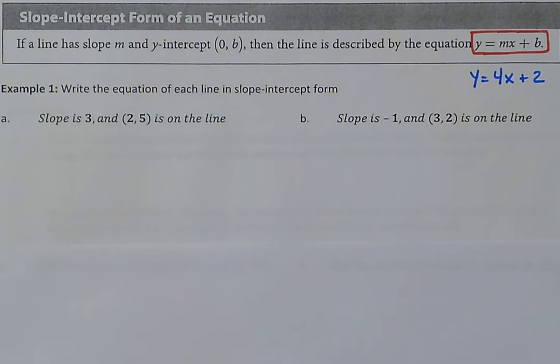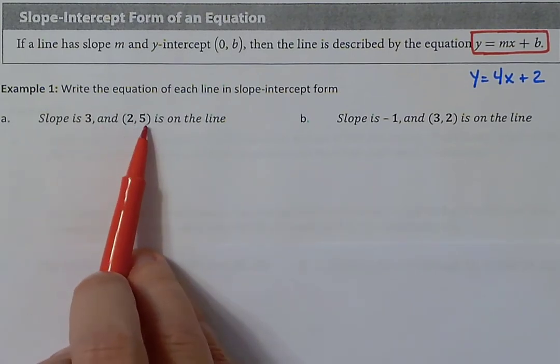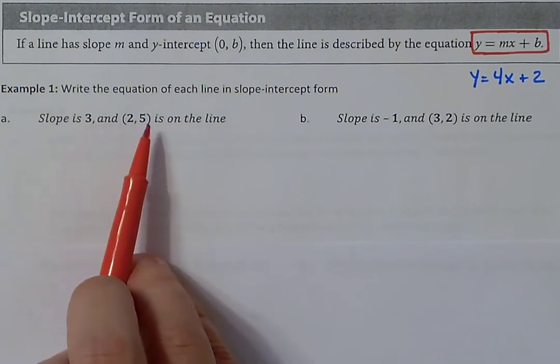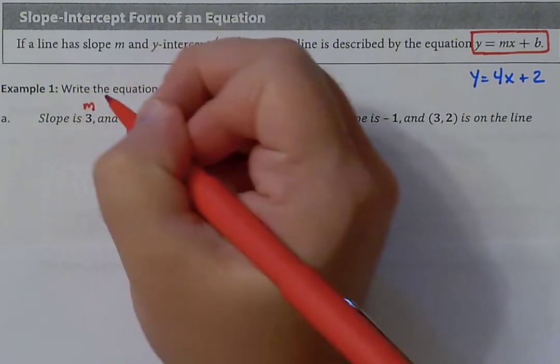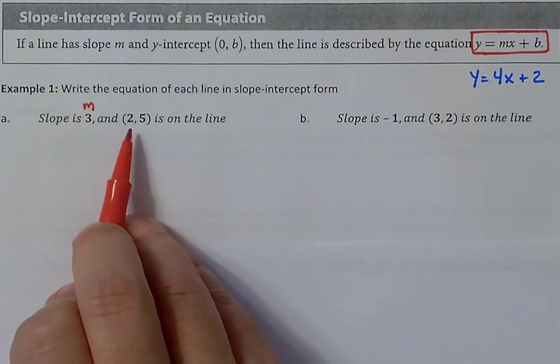So for example 1a, like I said, it has a slope of 3, and the point (2, 5) is on the line. So anytime that they give you your slope and a point on the line, know that your slope, if they ever tell you, that is your m. So if they tell you your slope, you already have half of the stuff you have to do. Now, if they were to tell you the y-intercept, or where it crosses the y-axis, or tell you what b equals, you would have your second part, and then you would be done. In this case, they just tell us a point.